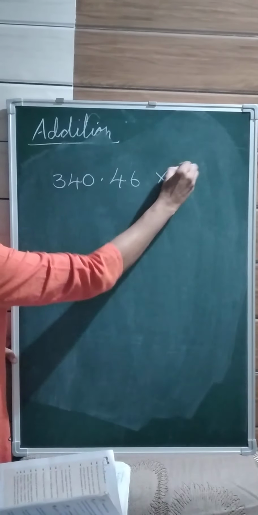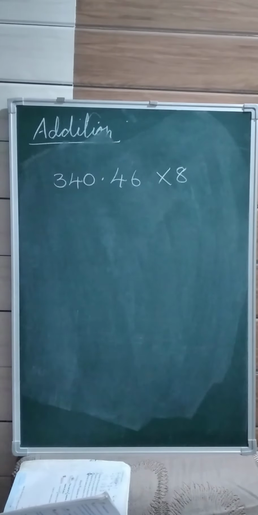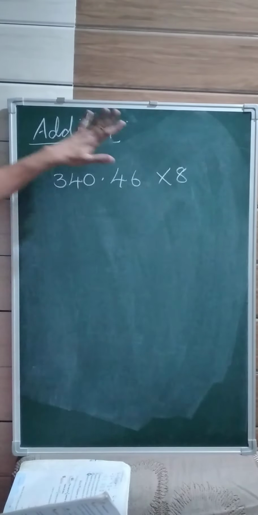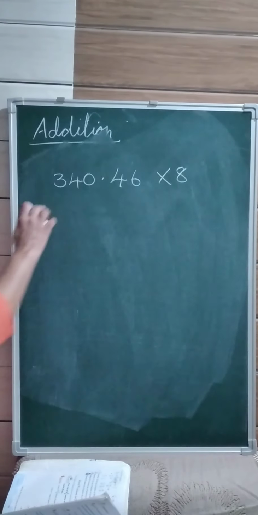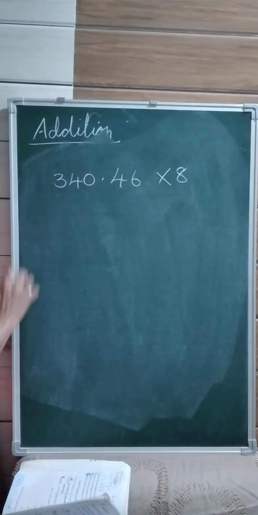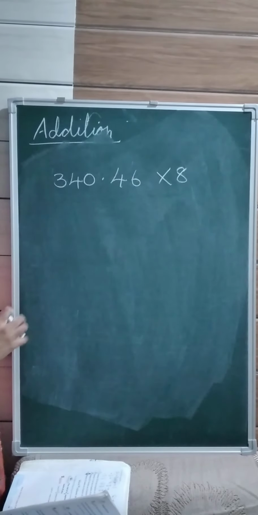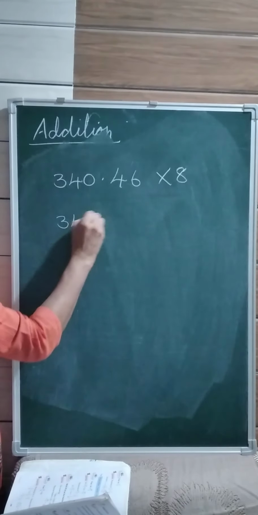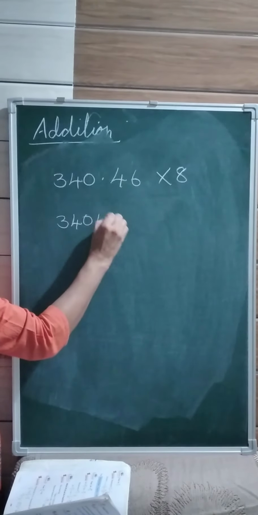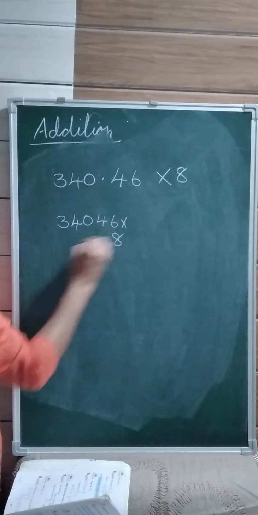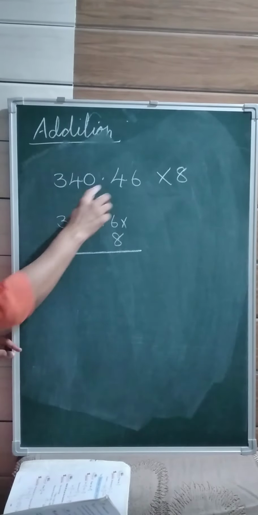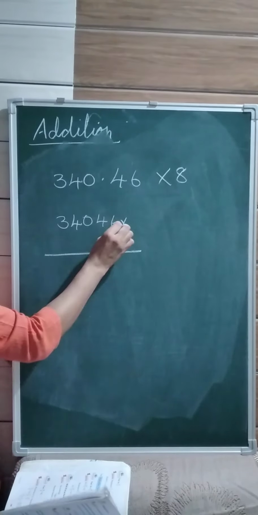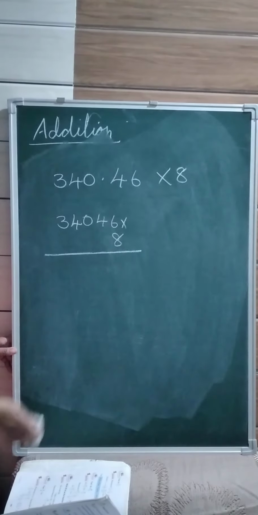See, 340.46 into 8. There are no tens or multiples of ten here. Okay, we have to multiply in the proper method. For the multiplication of decimals, just forget about the decimal point. Normal multiplication process, avoiding the decimal point, we can do. Here a decimal point is there in the question, but we are ignoring this one. So start the normal multiplication process.